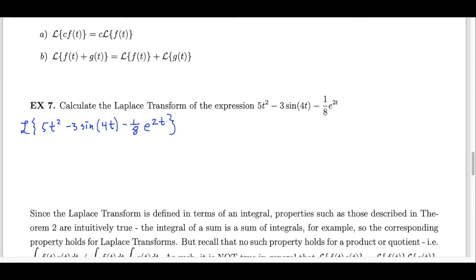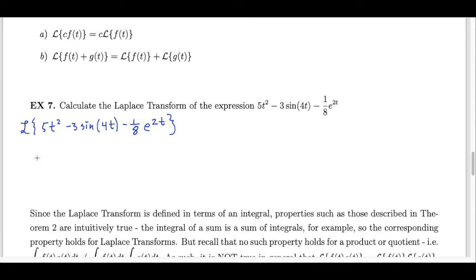Now, on the one hand, I kind of should drop this straight into my definition, but instead I'm going to apply Theorem 2, which indicates, first of all, that the Laplace transform of a sum of functions is the sum of the individual Laplace transforms. In addition, I know that these coefficients, for example 5 here in front of t squared, will be able to move outside the integral, move outside the Laplace transform.